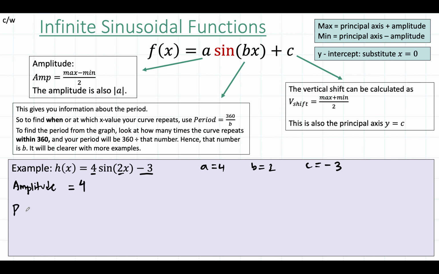The principal axis is useful to find next. The principal axis is always an equation. Be careful. It's always y equals to something. So in this case, y equals to our C value, which is negative 3.